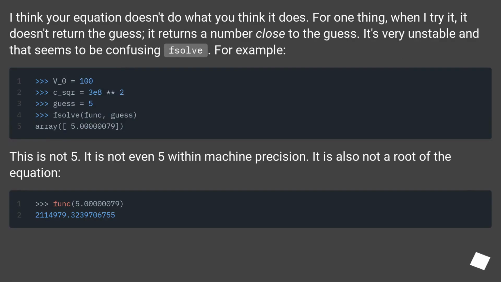I think your equation doesn't do what you think it does. For one thing, when I try it, it doesn't return the guess, it returns a number close to the guess. It's very unstable and that seems to be confusing fsolve. For example, this is not 5. It is not even 5 within machine precision. It is also not a root of the equation.